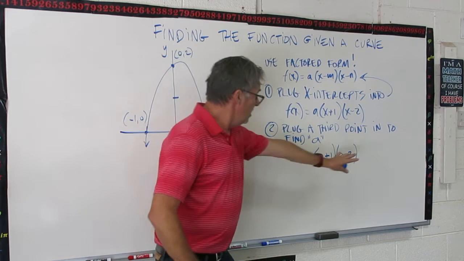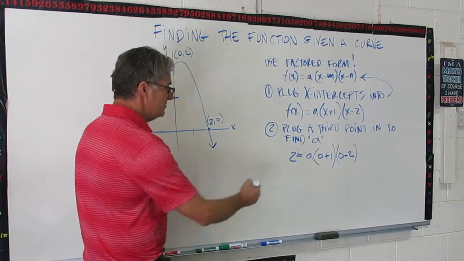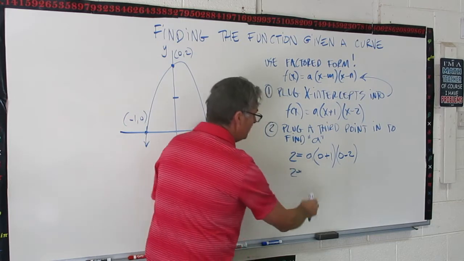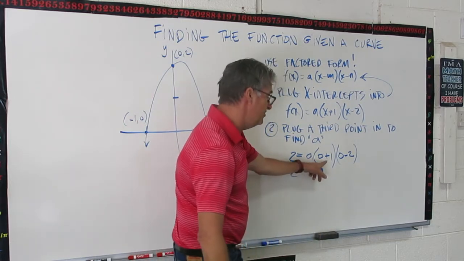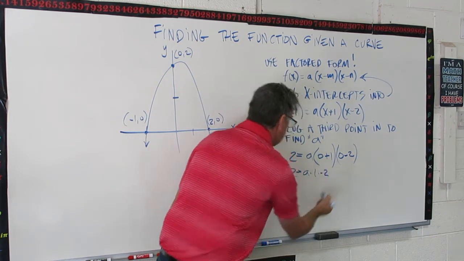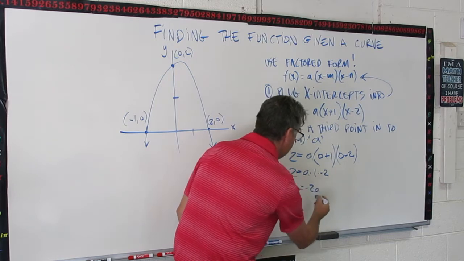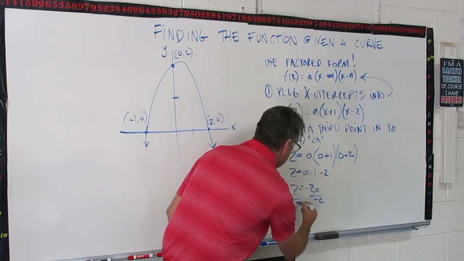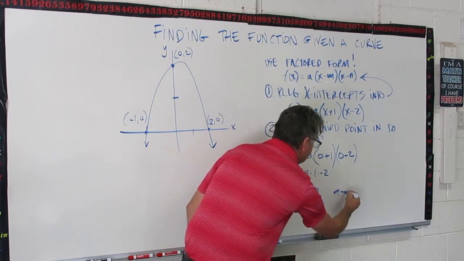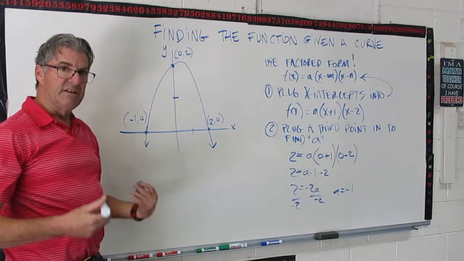So now I have an equation that has one variable. We can always solve that. So let's take some steps here. This is going to be 2 equals a times 0 plus 1, which is just 1, times minus 2. So here we get 2 equals negative 2a. Divide through by negative 2. And we get a equals negative 1. So now that we found our a, we can write the function.